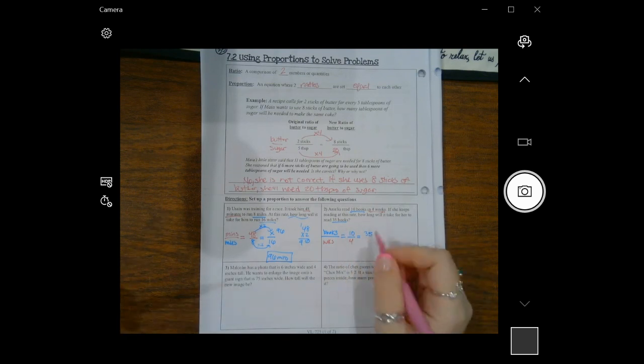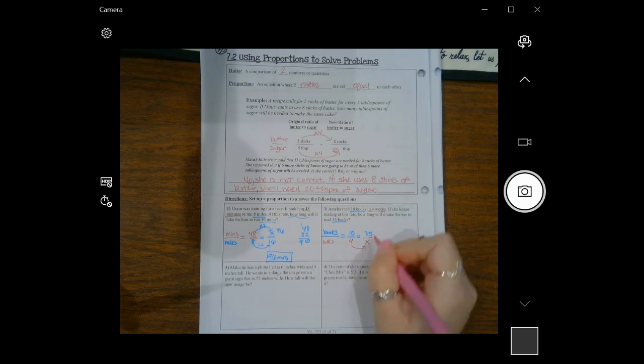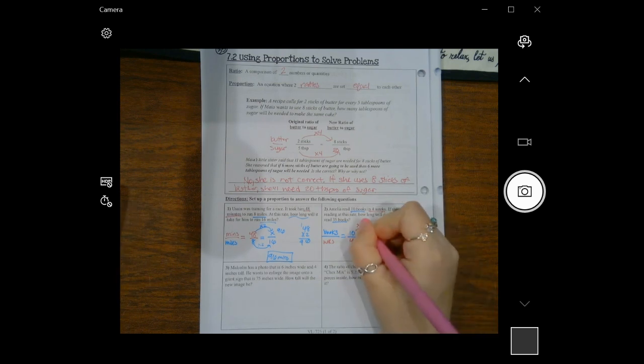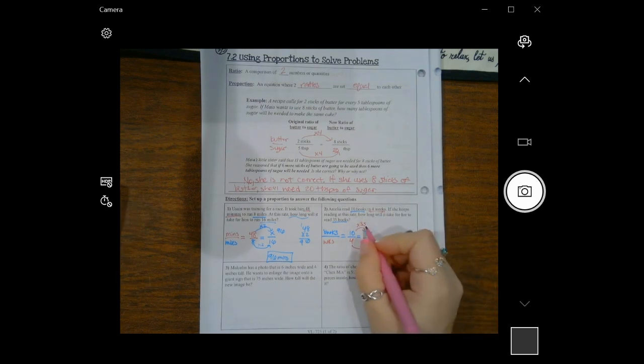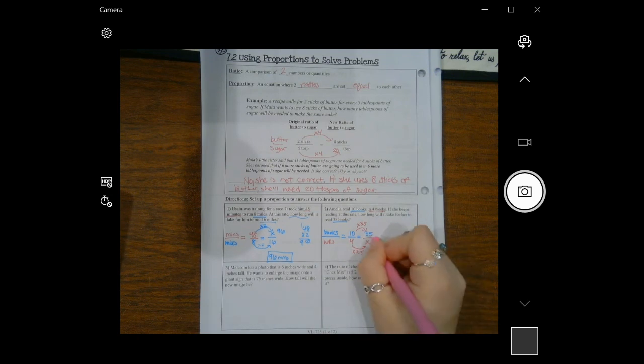because it's talking about the number of books, and books was on top. Okay. Always move towards the direction of your unknown. So go that way. 10 times what is 35? Well, if you do 35 divided by 10, you'll see that that's 3.5. So I'm going to go times 3.5 to get that. So multiply this by 3.5, and 3.5 times 4 is 14.